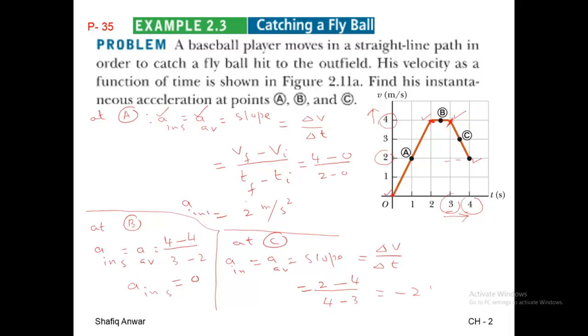This is minus 2 meter per second square. You see, this is coming down, so the slope is negative, meaning the acceleration is negative.